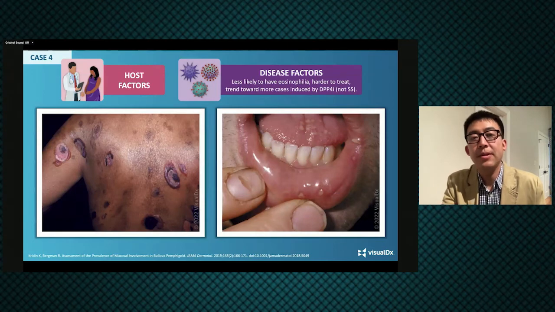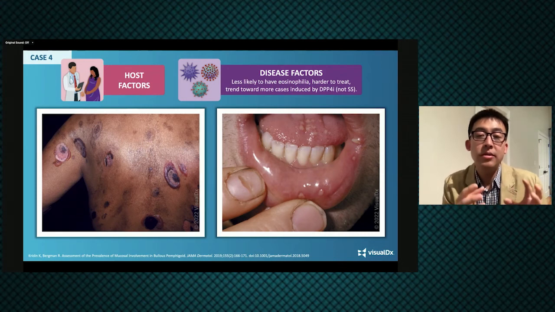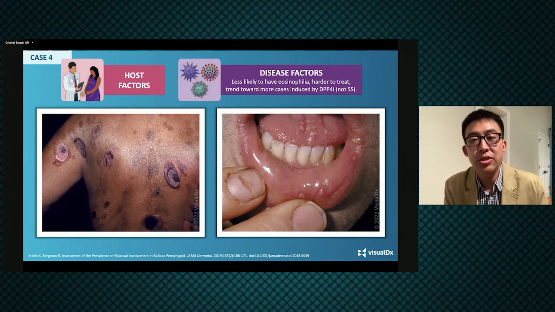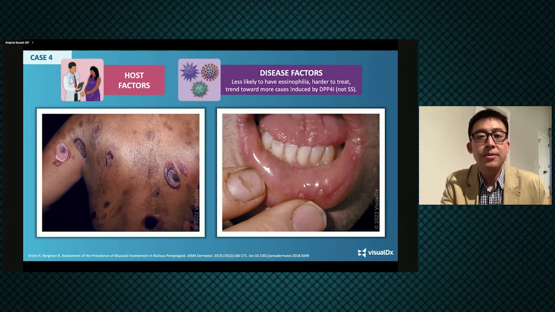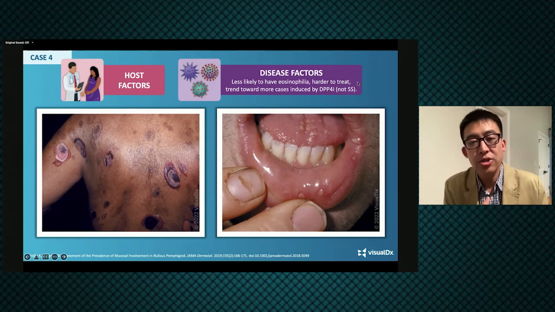And I think this is a great example of two things: one, of host factors, and two, of potentially some disease factors as well. In the paper that I just cited, they found that patients who were more likely to have mucosal lesions were less likely to have eosinophilia on their CBC with differential. They were harder to treat. And there was a trend, although not statistically significant, to see more oral lesions if the case was thought to be induced by DPP-4 inhibitors. Those would be gliptins that are used for diabetes. So just a great example, again, of multiple factors coming together to potentially change how a patient might present with this particular disease process.